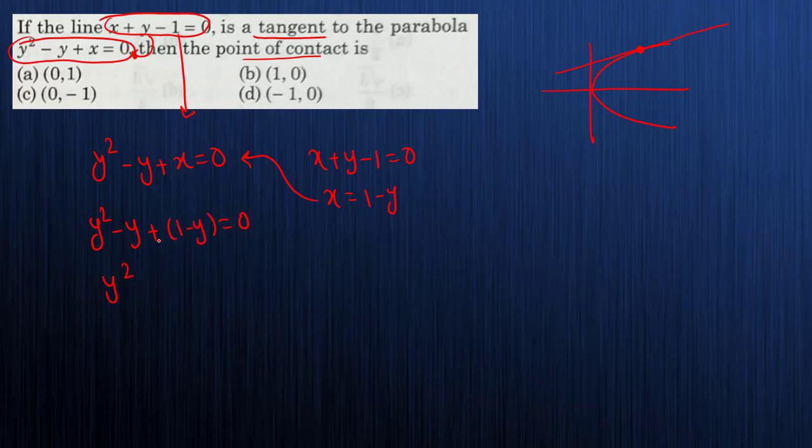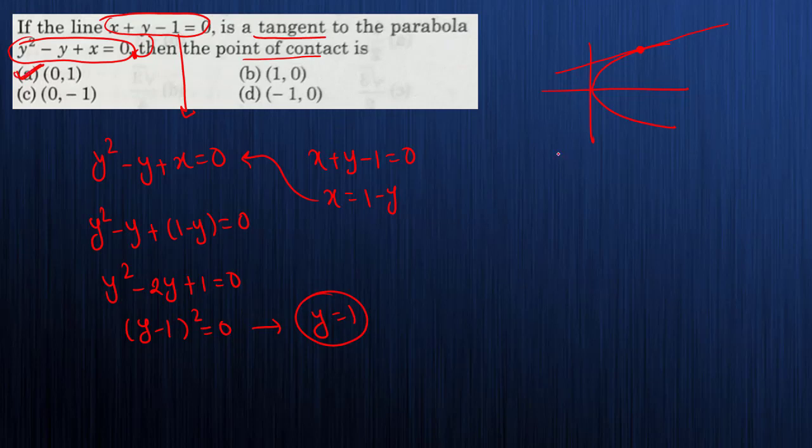So y square minus 2y plus 1 equals to 0, which is nothing but y minus 1 whole square equals to 0. Okay, so y minus 1 whole square equals to 0 means what? Y is equals to 1. Check which option is correct. Y is equals to 1. So only A is correct.